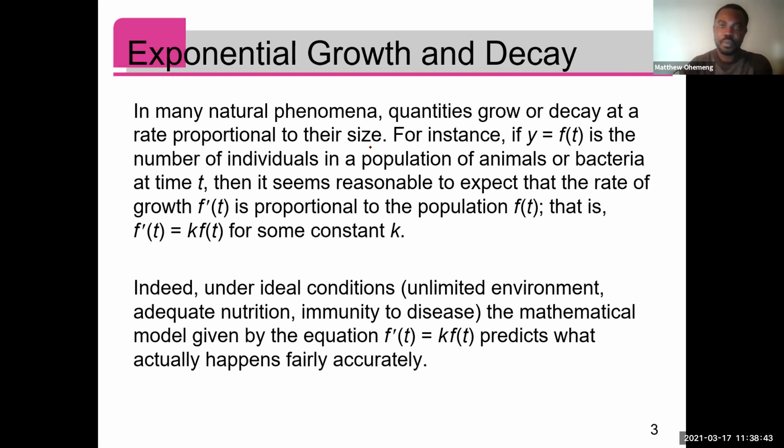So if you have a function y equal to f of t, the number of individuals in a population of animals or bacteria at time t, then it's reasonable, like what I just demonstrated, to expect that the rate of growth is proportional to the population. The rate of growth is the derivative, so f prime of t equals k times f of t. That means the rate is proportional to the function itself. This is under ideal conditions: unlimited environment, adequate nutrition, immunity to disease. Under those conditions this model is very accurate.